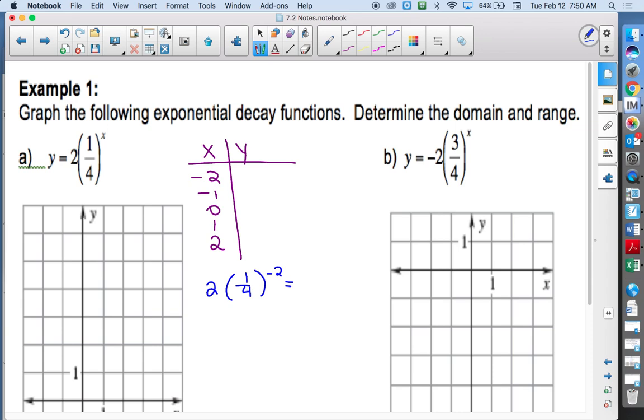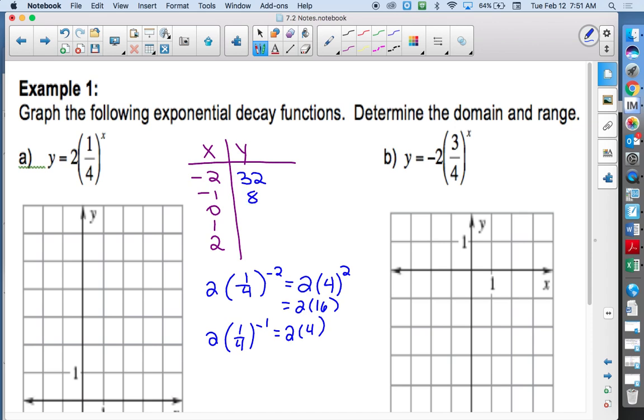Yeah, so this flips. So when we had 4 to the -2, the 4 went to the denominator. Well, now that it's in fraction form and it's to the -2, that denominator is going to go up to the numerator. So this is really taking 2 times 4 squared. So the negative exponent takes a fraction and flips it, or in this case, makes it a whole number. So we're looking at 2 times 16, which is 32. So no calculator necessary. I want you to think of those properties of exponents that we spent all of chapter 6 on. So the next one is 2 and then 1/4 to the -1, which is really just 2 times 4.